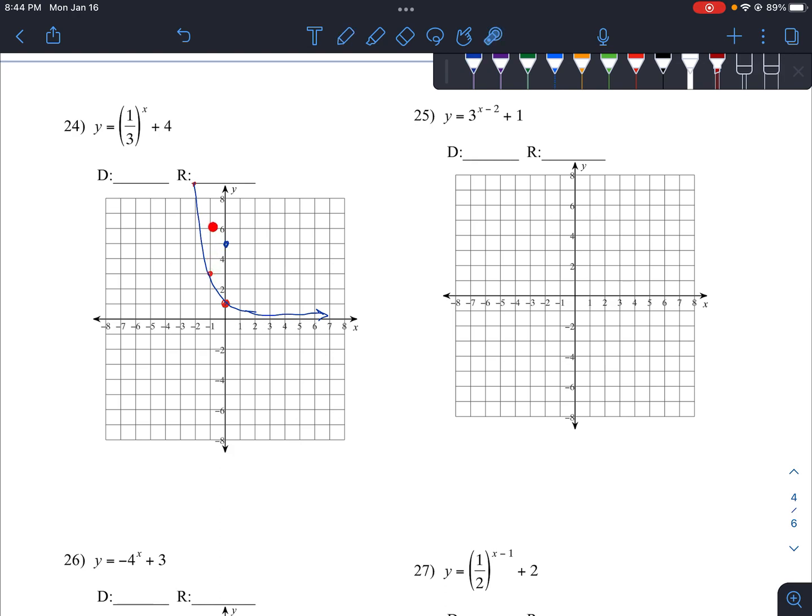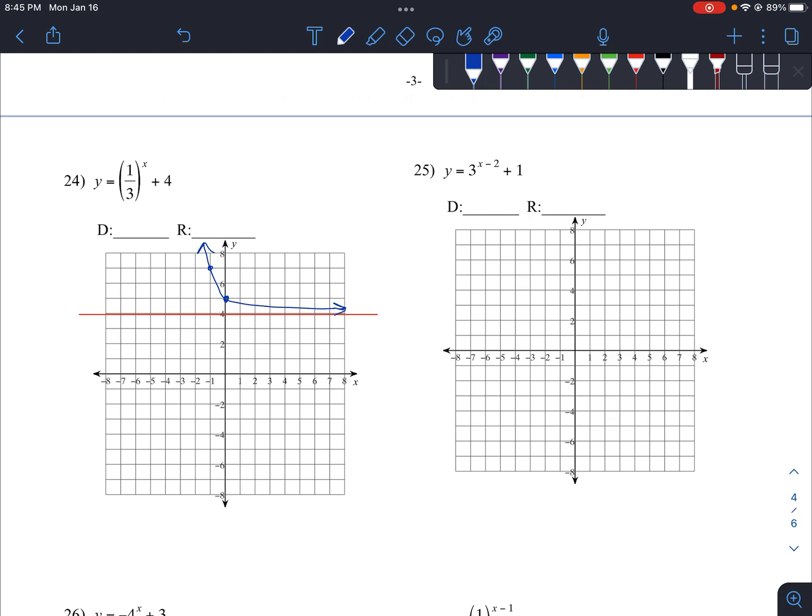So 1, 2, 3, 4. I think I'm missing one: 1, 2, 3, 4, and 1, 2, 3, 4. Yeah, right there. And then the asymptote, which was here, will also be shifted up 4. So the asymptote, which was at the line y equals 0, will now be at the line y equals 4. I'm going to erase this graph that we had here. And here we go. It should just be an exponential that looks like this right here.